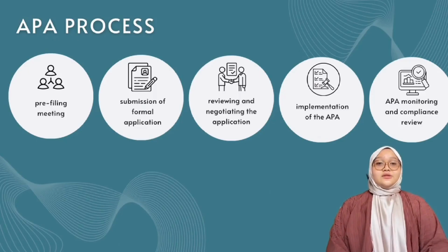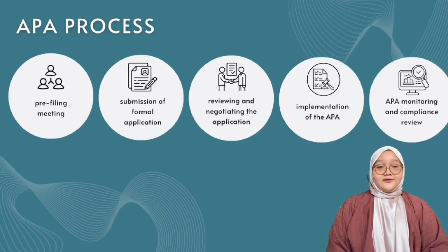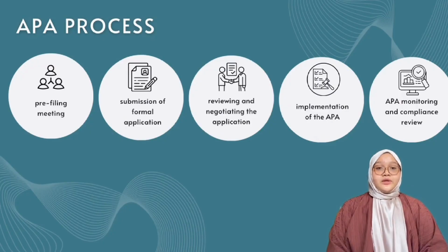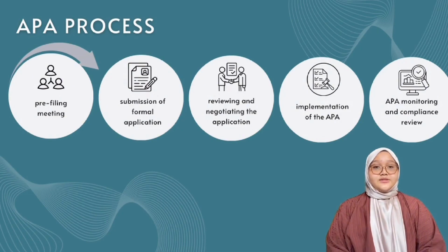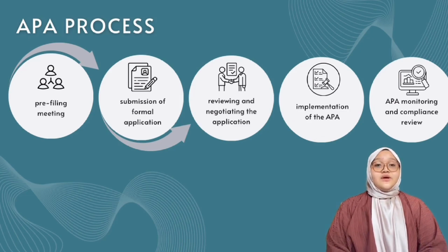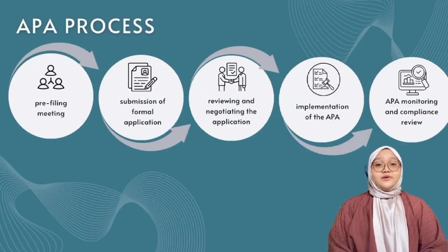So let's move on to the APA process. When a taxpayer wants to enter into an APA, there are a few key stages they need to go through. First is the pre-filing meeting, where the taxpayer and DGIR discuss the plan and get aligned. Next is the submission of the formal application, followed by reviewing and negotiating the details of the application with DGIR. Once everything is agreed upon, the APA is implemented, and finally there is ongoing monitoring and compliance review to make sure everything is followed properly.